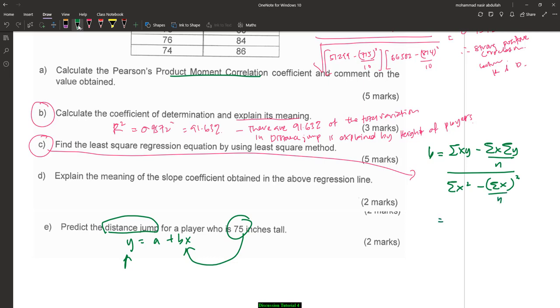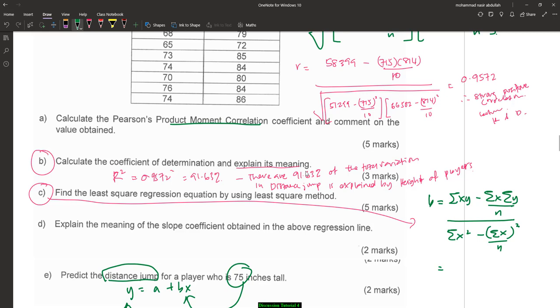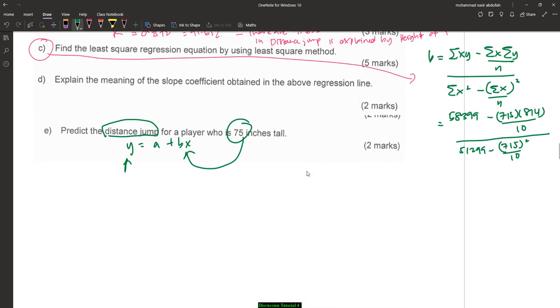You input the value inside the formula. Right? Value dia apa? Summation of xy is 58399. You copy je ke atas tu. 715, 814 divided by 10. So, and then this one is 51299 minus 715 squared divided by 10. Right? And this one tekan dalam calculator, you akan dapat the value 1.122. Semua jawapan dah dalam calculator.